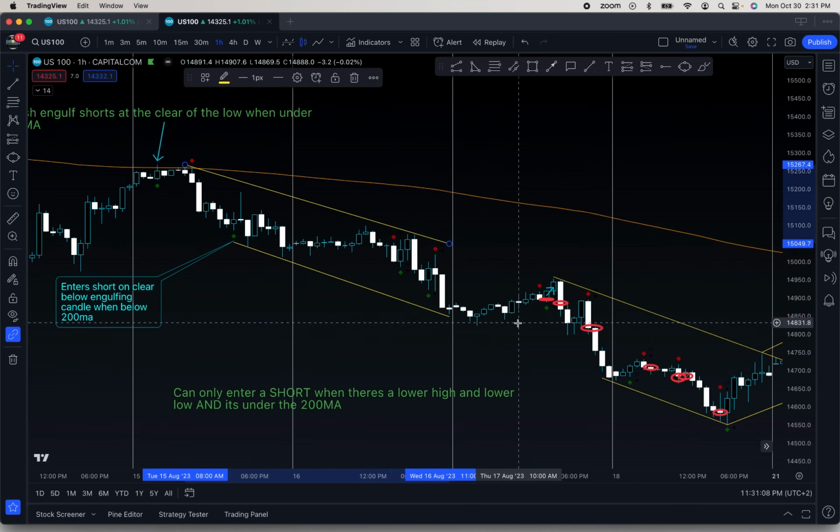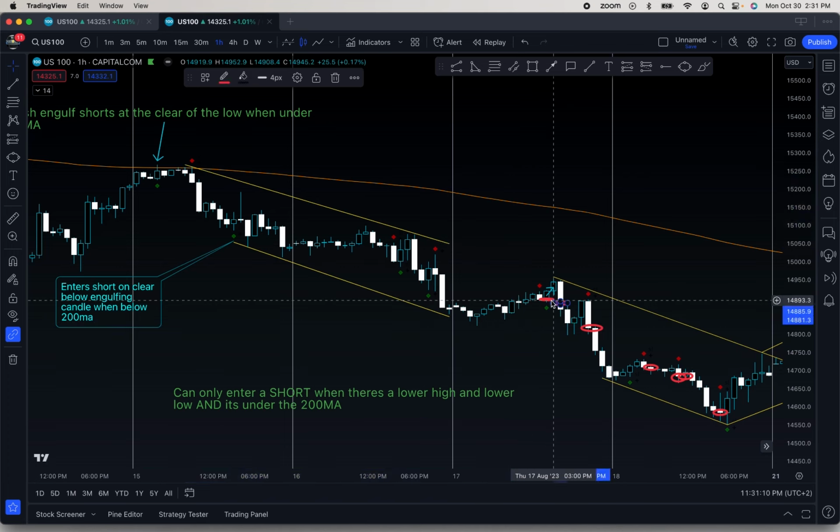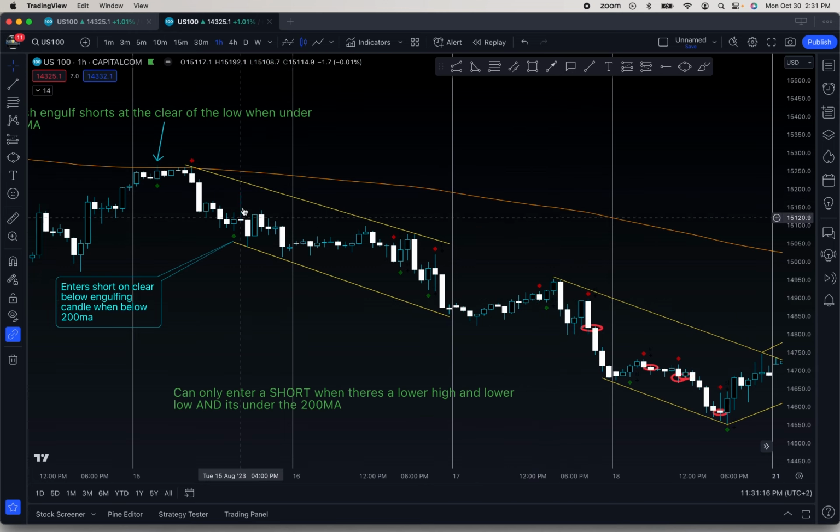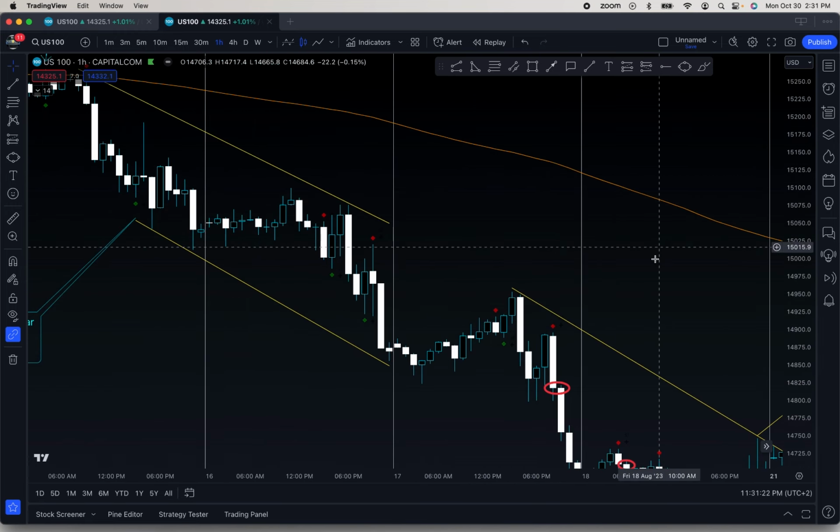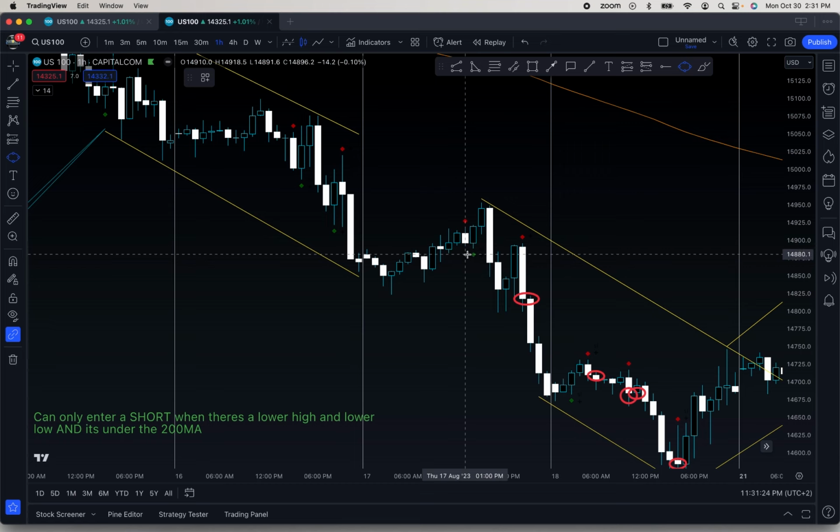Now we're waiting for the entry, and in this case all it's doing is waiting. Now that it's below the 200 MA, it's made a consecutive lower high and lower low. Now it's waiting for an engulfing candle. And even if it's a bullish engulfing candle, it doesn't enter long because we're looking for shorts only. So we're just going to use it as a guide. See all my engulfing candles are plotted with the green and the red diamonds.